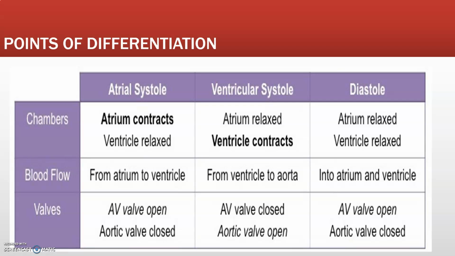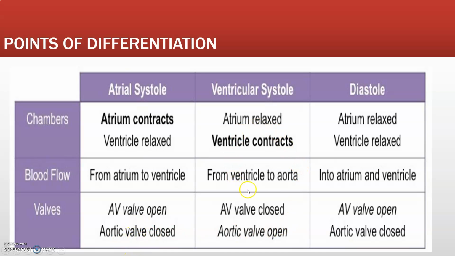Now let's differentiate between the atrial systole, the ventricular systole, and diastole. At the time of atrial systole, the atrium contracts, but the ventricles are relaxed. So, when the right atrium contracts, the blood will be ready to flow into the right ventricle. Similarly, when the ventricles contract, the atria are relaxed. Blood in the atrial systole flows from atrium to ventricle. The AV valve is open, but the aortic valve is closed during the atrial systole.